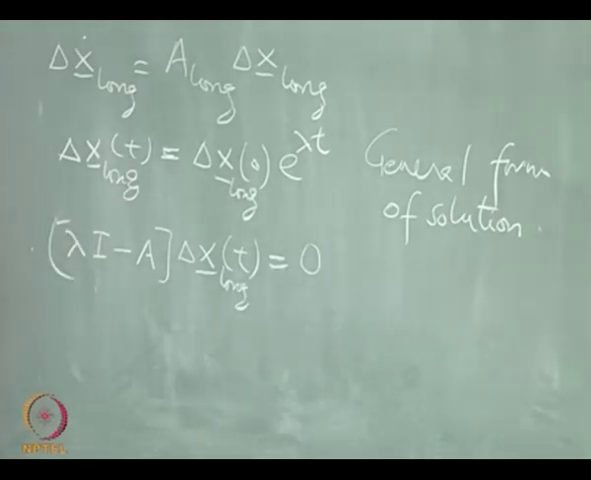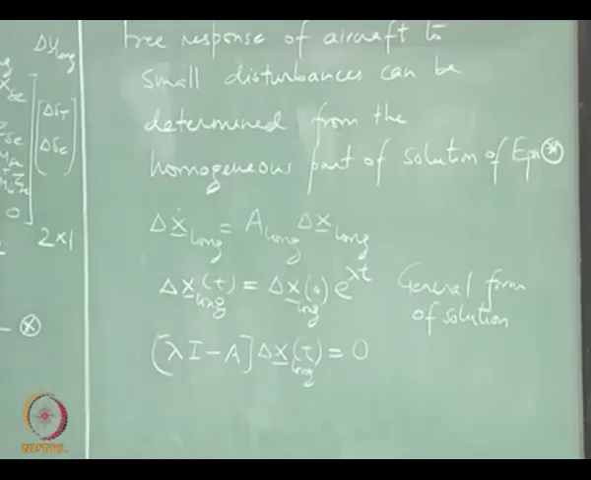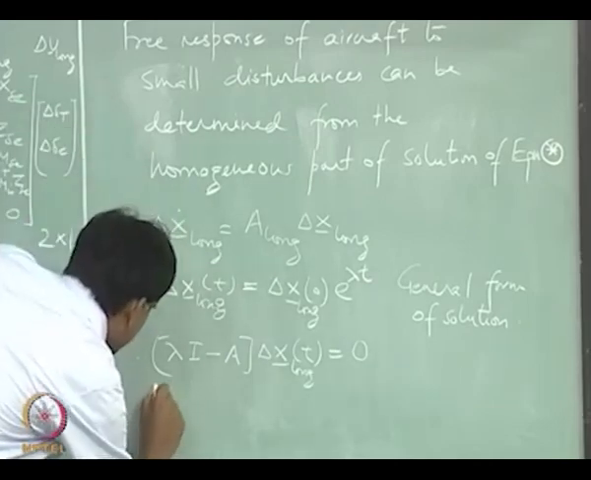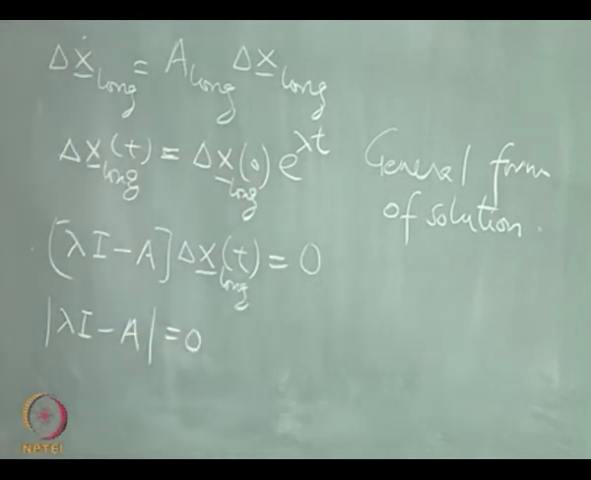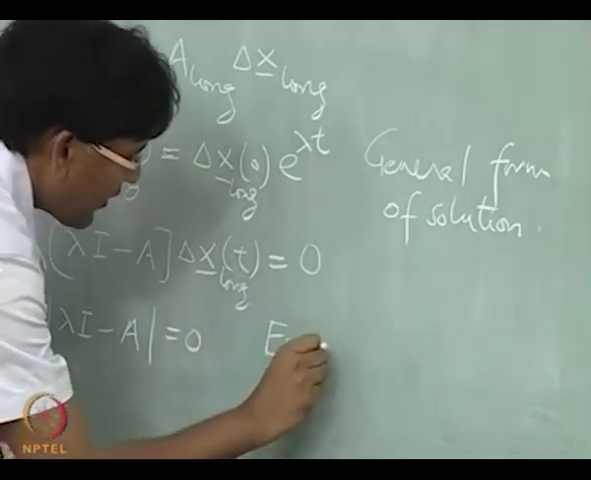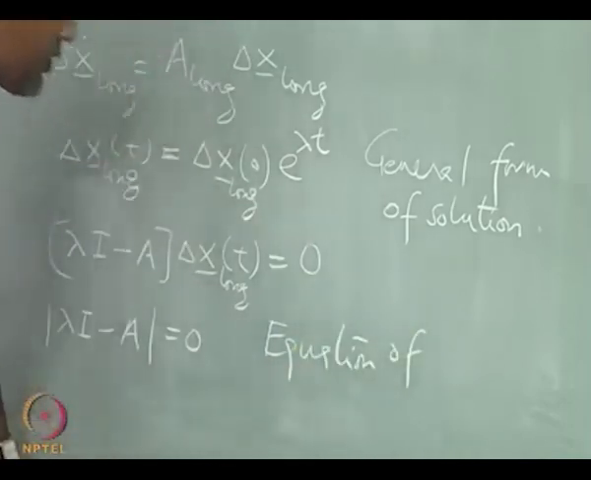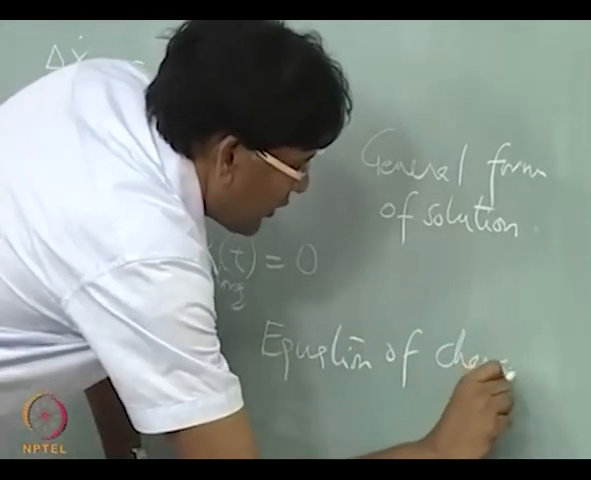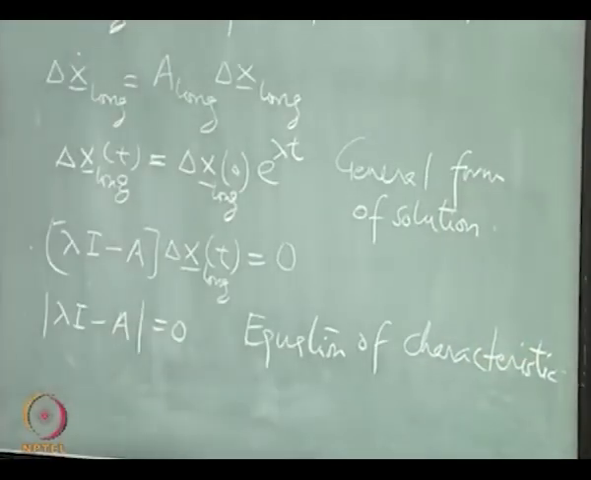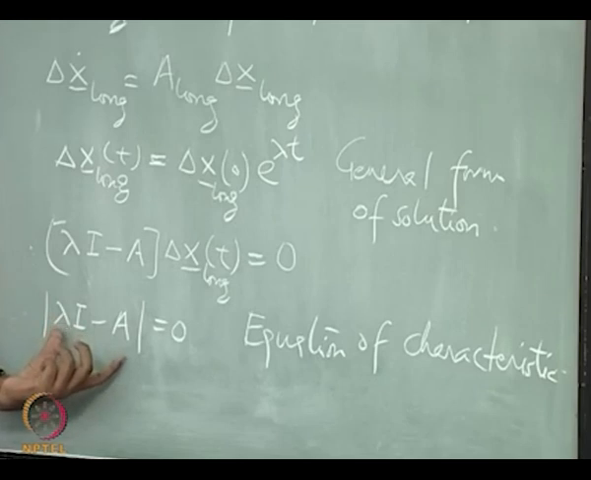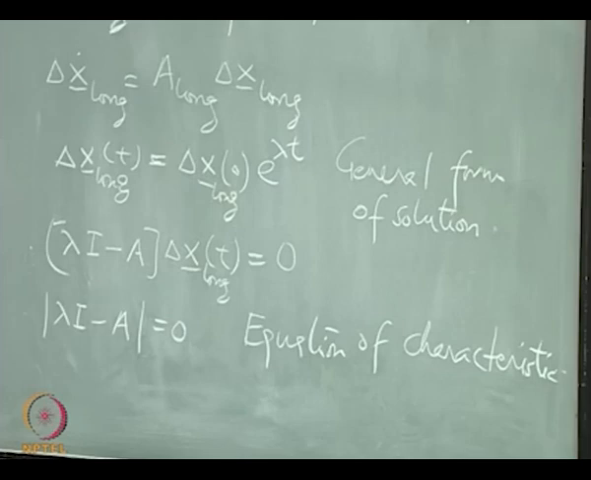So that is where we start looking at the solution of an equation which is called the characteristic equation, okay. The determinant of this matrix has to be 0, yeah.